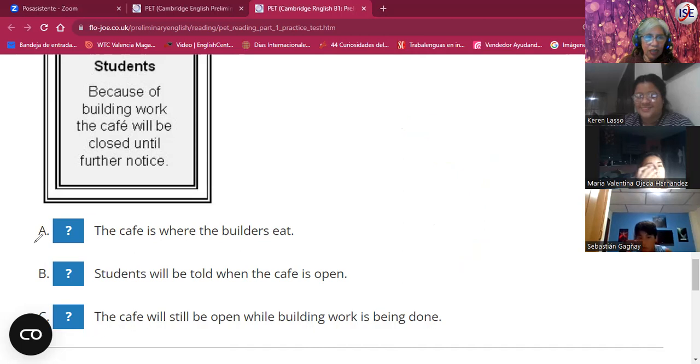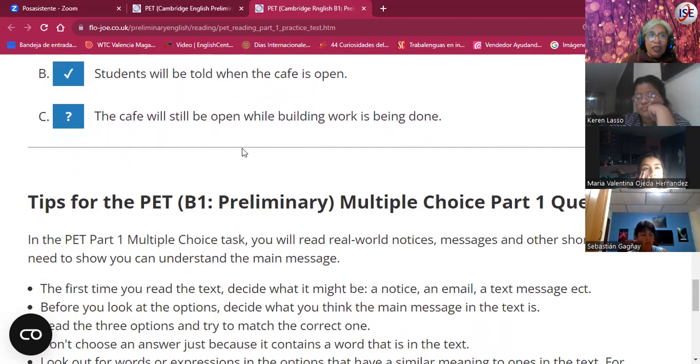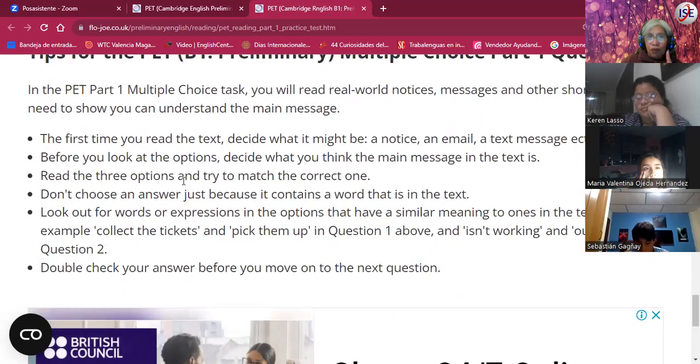Why? Because the cafe will be closed until further notice. Further notice means an announcement in the future. And this is addressed to the students, not to the workers, not to the builders, but to the students. So this is the first part of your final test B1.